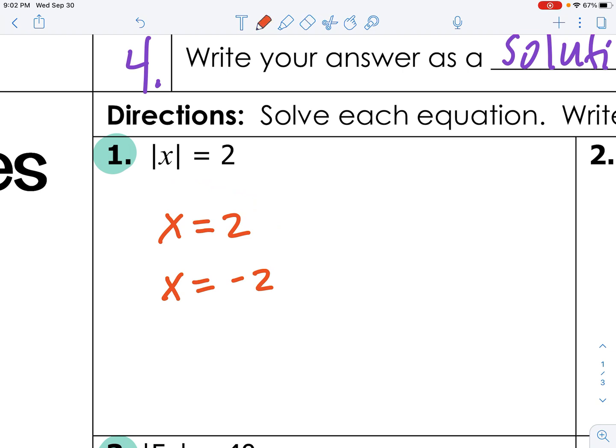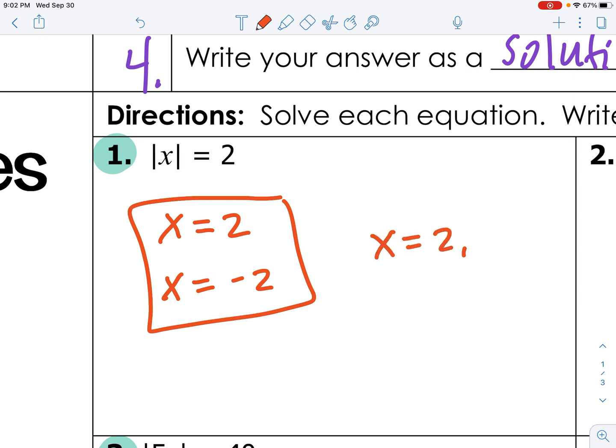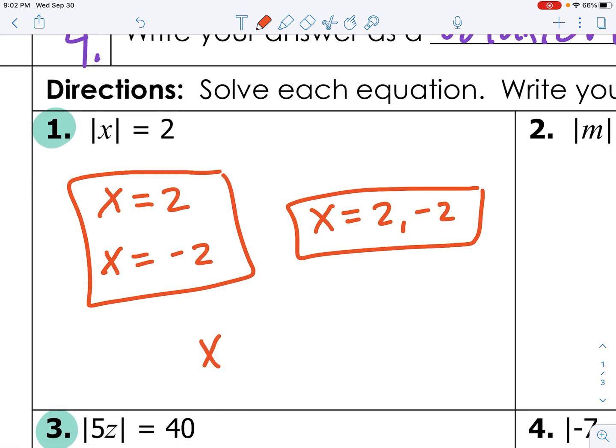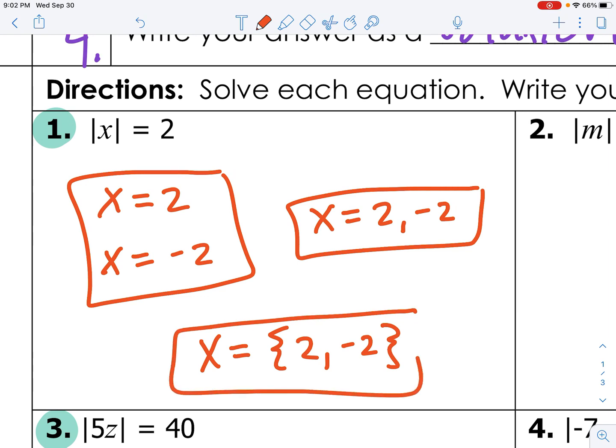So we can write our answer like this. And the way that the instructions ask us to write our answer is using set notation, so that looks like this. Okay, these are just curly braces. They denote that we have a set of two answers. Our two answers are 2 and -2.